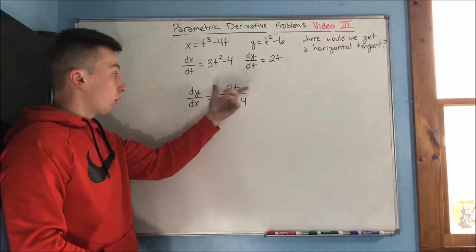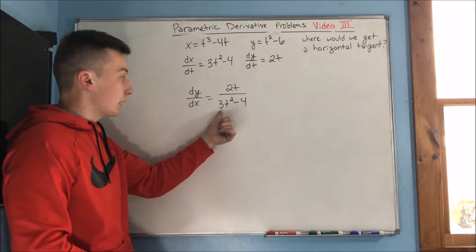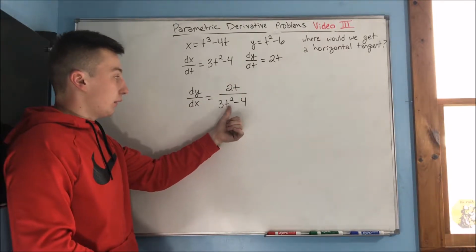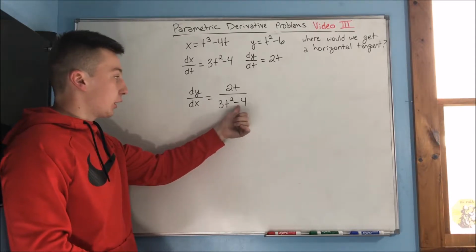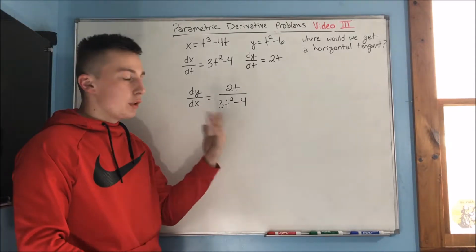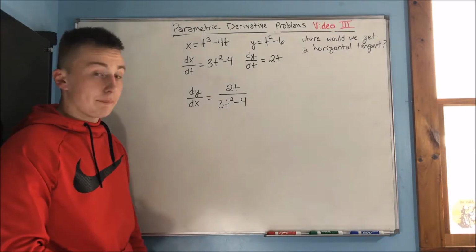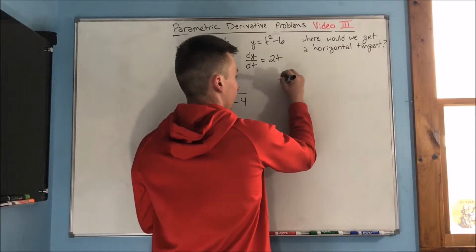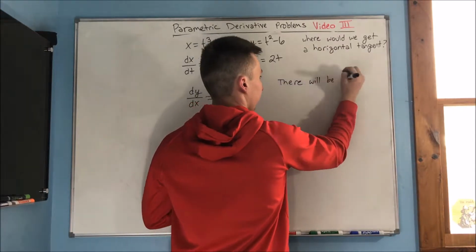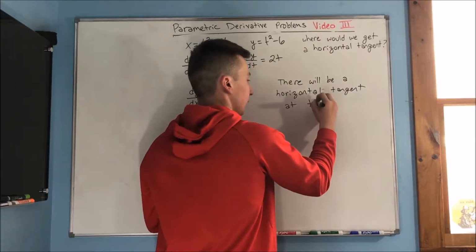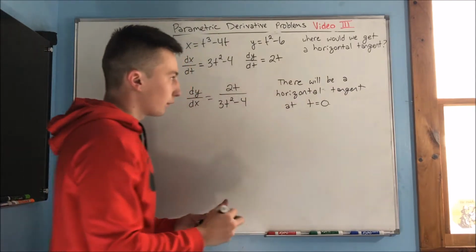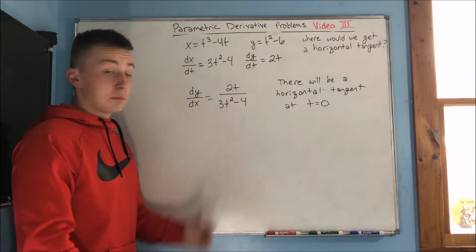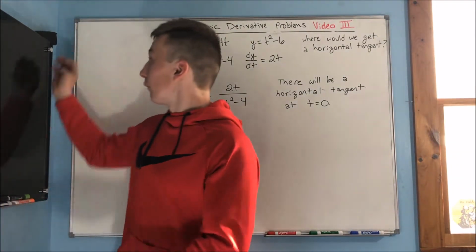because at t equals 0, this whole thing goes to 0. Because t squared, if you make that 0, this just becomes a negative 4 on the bottom, so you are going to get 0 by plugging in 0. So that means that there will be a horizontal tangent at t equals 0. And that's basically it for this problem.